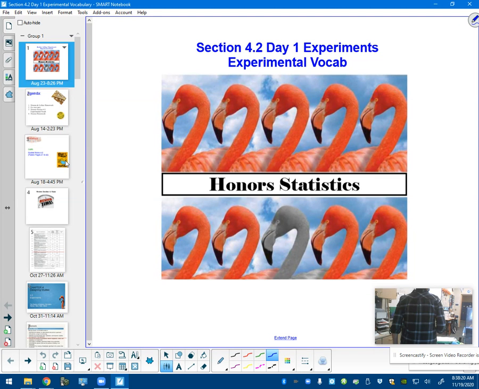Okay, so we are starting experiments. And I feel like this is really important. All of this is a big vocab section. I just feel like the stuff we're learning in this chapter, while it doesn't really feel like math too much, is almost more like science.